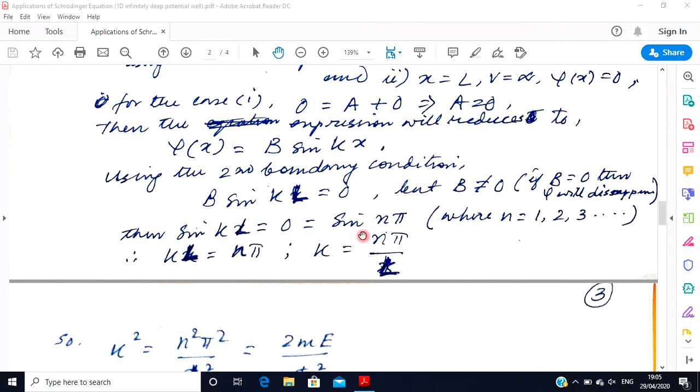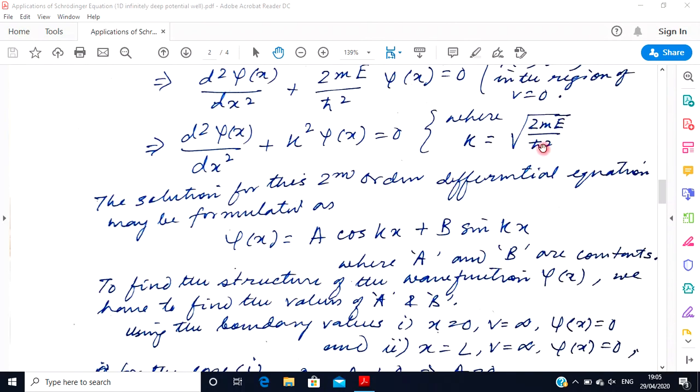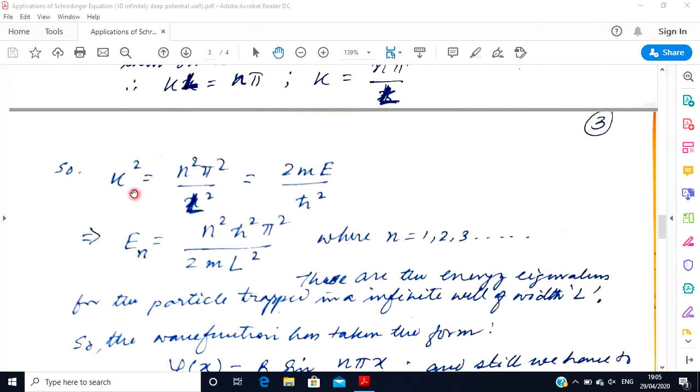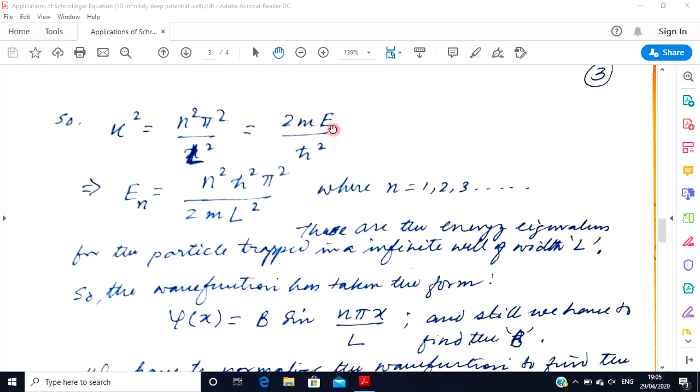And this equals, of course, always sin nπ when n is an integer. So we can write kL equals nπ, or k equals nπ/L. Now from here, we know that k² equals 2mE/ħ². So k² equals n²π²/L² equals 2mE/ħ². So from here we can write E equals n²ħ²π²/2mL², where n is an integer.